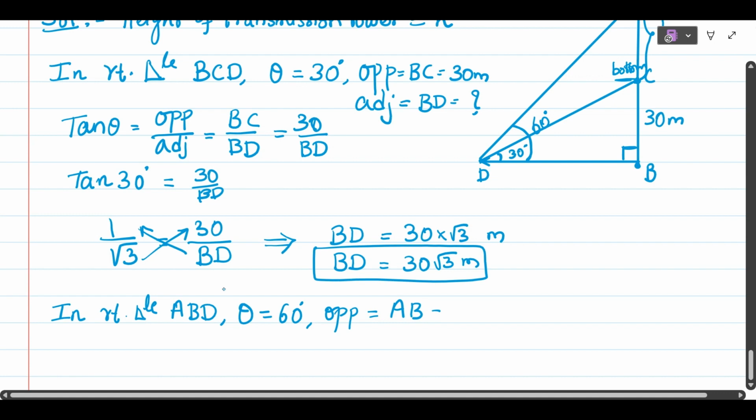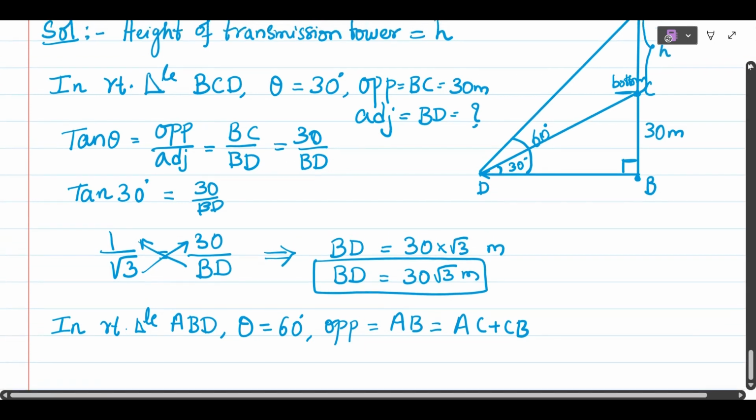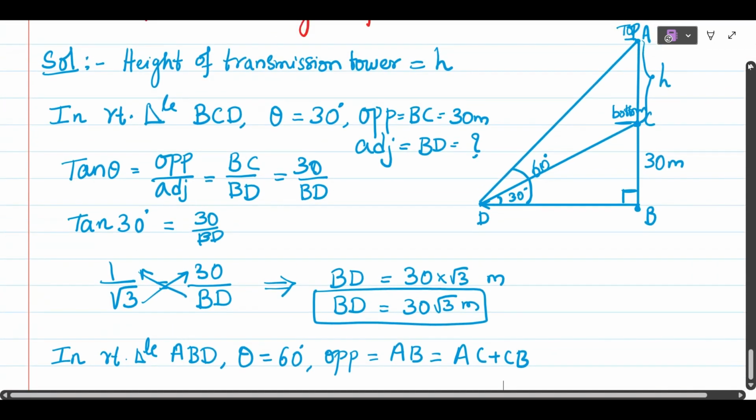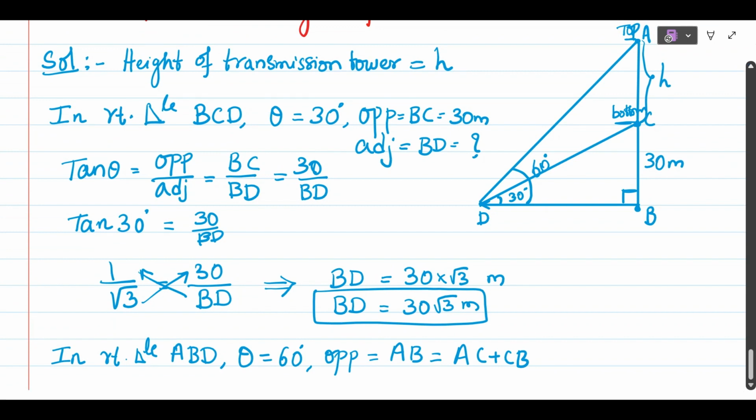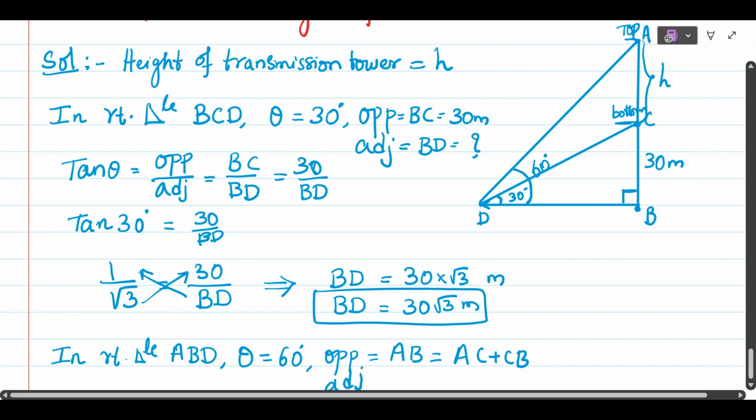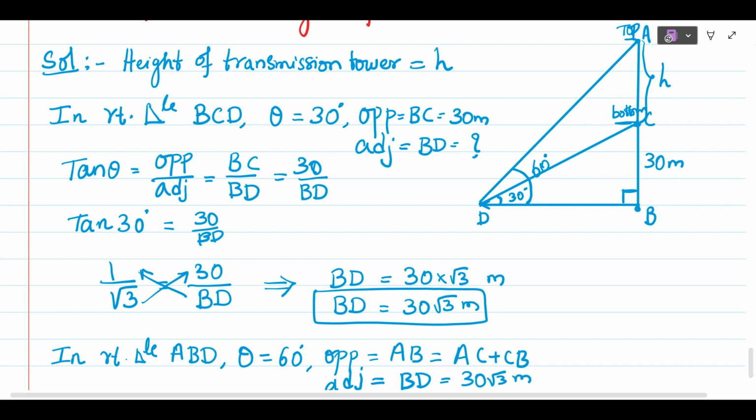So AB you can write here as, students, from A to C plus C to B. Is it clear? So check here. So the total AB length will be equal to AC plus CB. Is it clear? So next is the adjacent side. What is the adjacent side for 60 degrees? It is BD. So now BD you got as 30 root 3 meters. You can write here. So up to here clear, students?